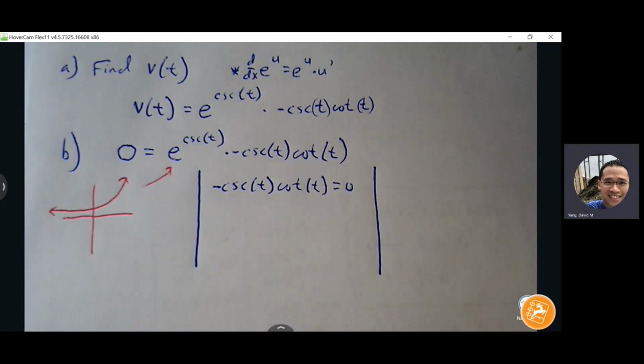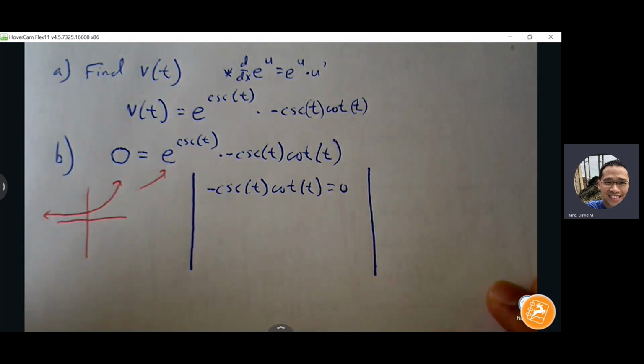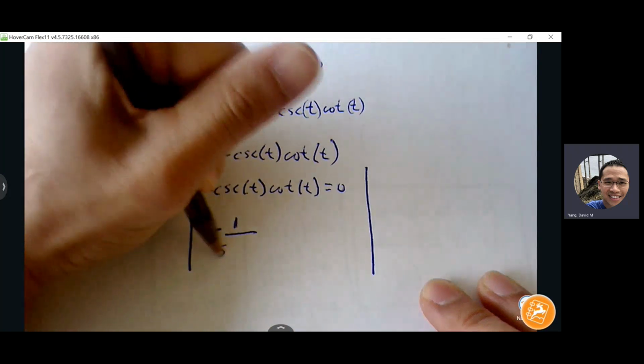But if I want to set this equal to 0, what can we do to make it easier or more familiar to us? We like to think in terms of sine and cosine, right? It's just easier for us. Unit circle values are going to come easier for us as well. So let's rewrite this problem, right? Cosecant is the same thing as what? 1 over sine.